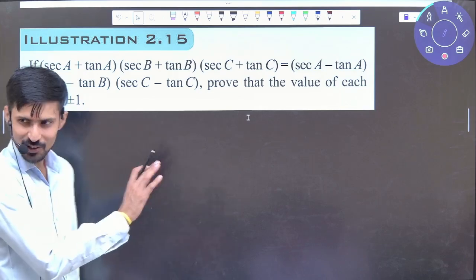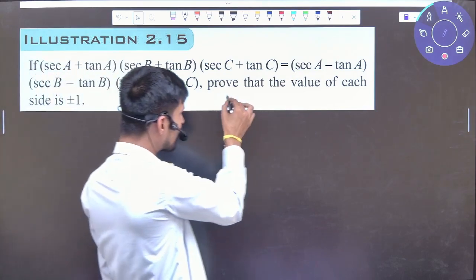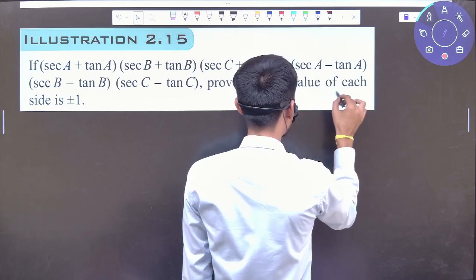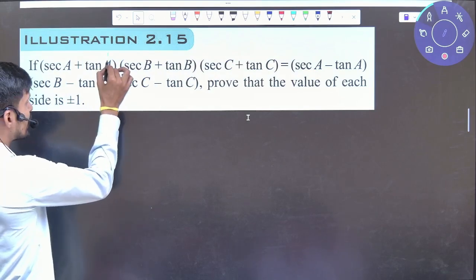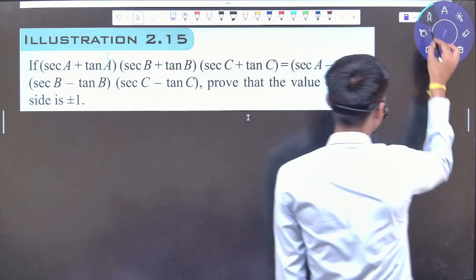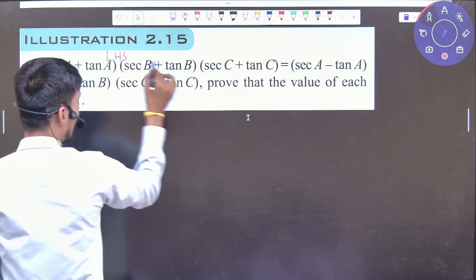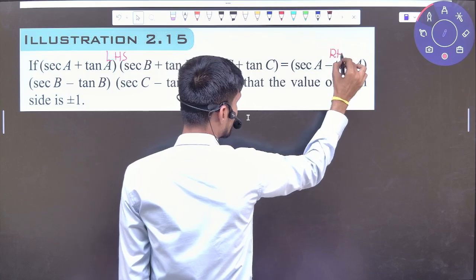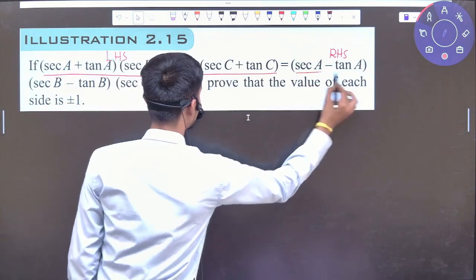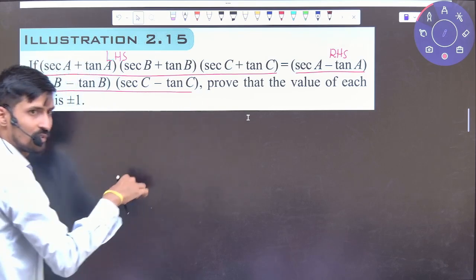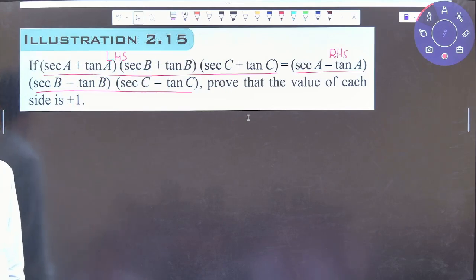Okay. Now I will not say that thing. Directly I will move to this. This statement is given and we have to prove that the value of each side is plus minus 1. One is the LHS and one is the RHS. If this value is equal to that value, then we prove that this value is plus minus 1 and that value is also plus minus 1.